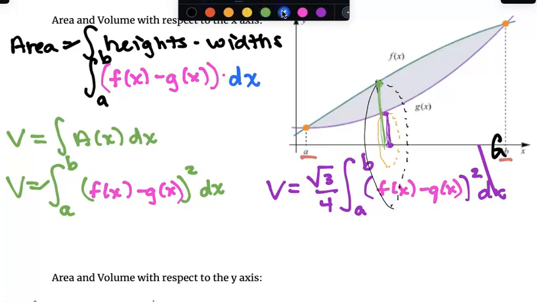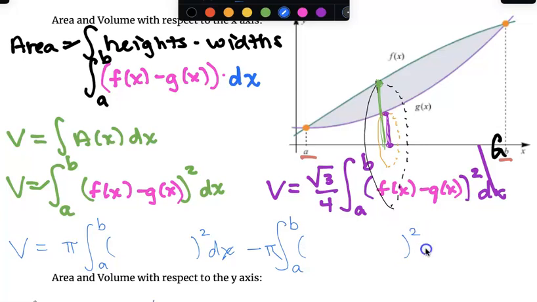But the idea is still finding volume. So I'm going to sum up an infinite number of areas. This time they happen to be circles. From a to b, pi r squared dx minus my inner volume, pi from a to b of little r squared dx. Well, how big was the big radius? That was f of x minus 0. How big was the small radius? That was g of x minus 0. Remember that your radius always has to touch the axis of rotation. So that's why those zeros are in there.